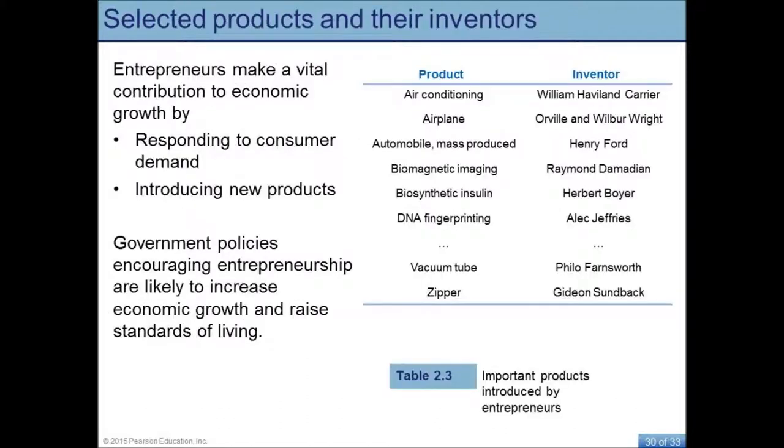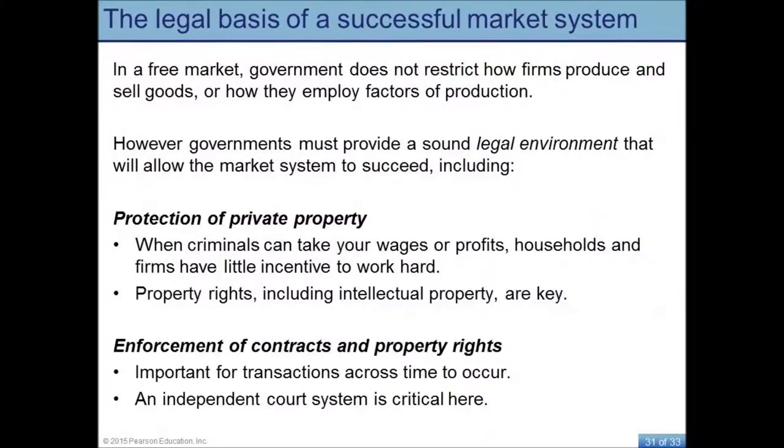Looking at slide 30, we see some of the different entrepreneurs over the years that have been famous inventors. So we have air conditioning, the airplane, the automobile, biomagnetic engineering, insulin, DNA fingerprinting, the vacuum tube, and the zipper. We have all the different individuals involved, like Ford and the Wright brothers, and Boyer, and Jeffries, and Carrier, and Farnsworth, and Sundback. And hopefully the government is also structuring its policies to encourage entrepreneurship so that we can increase economic growth and raise our standards of living. Because everyone is better off by the invisible hand, as you recall from Adam Smith's model of capitalism.